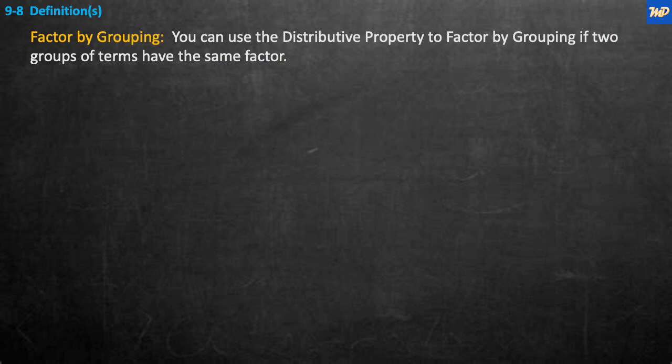Okay, so let's start this review off with a definition. It says factor by grouping. You can use the distributive property to factor by grouping if two groups of terms have the same factor. So we're going to see that. What does that mean, two groups have the same factor? It'll be obvious as we move through, and they're pretty easy to find, but it's very powerful.